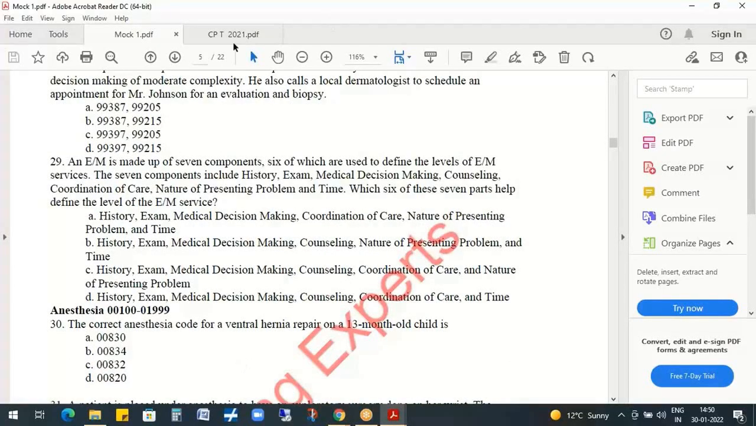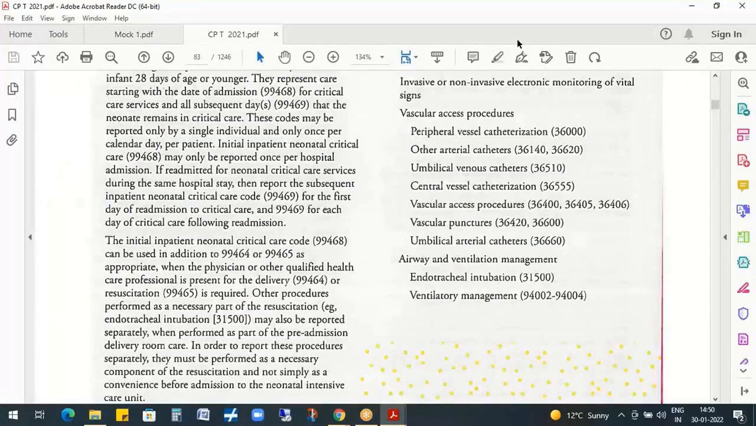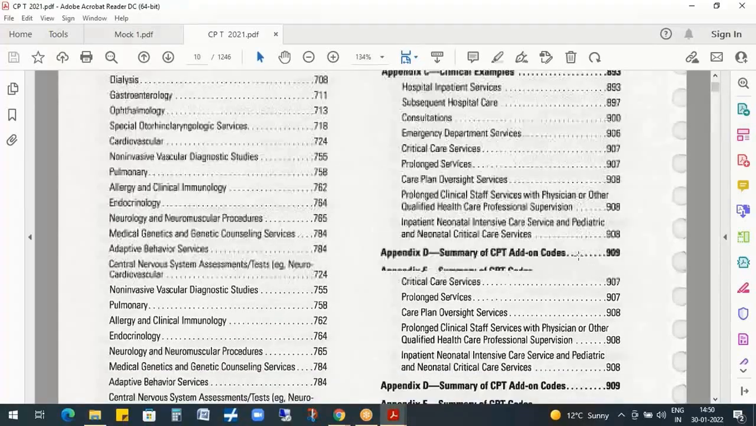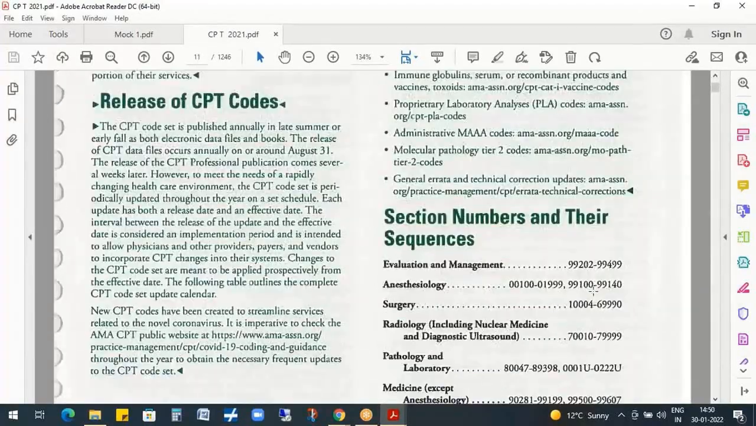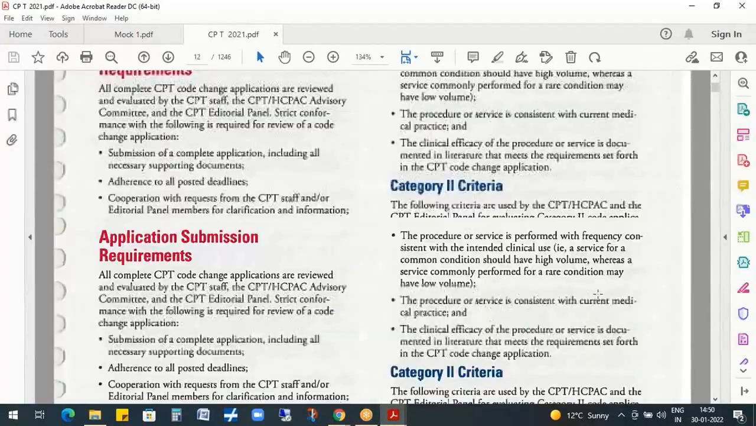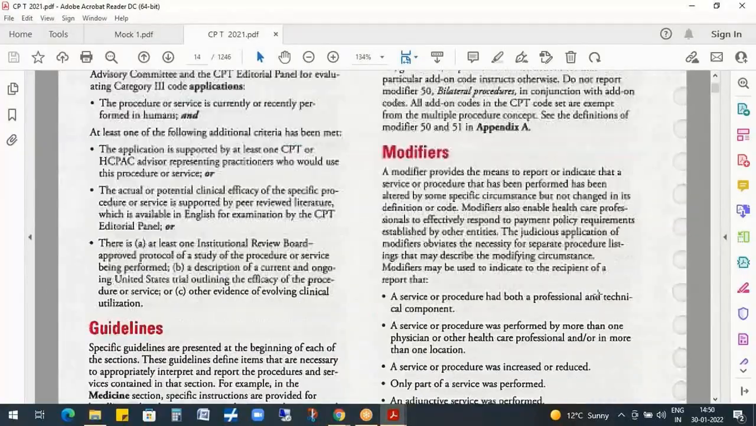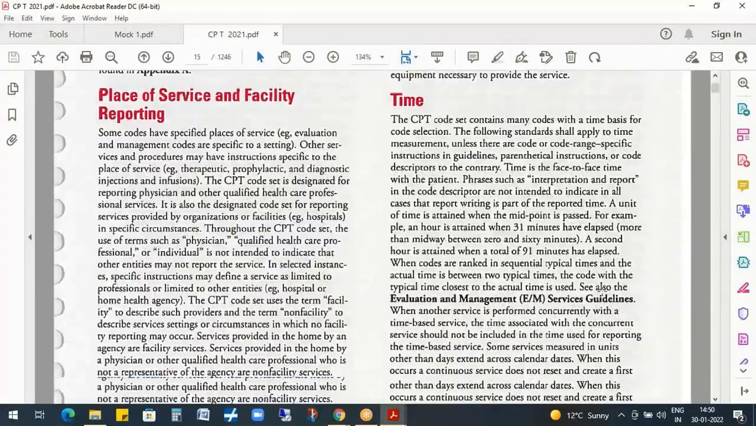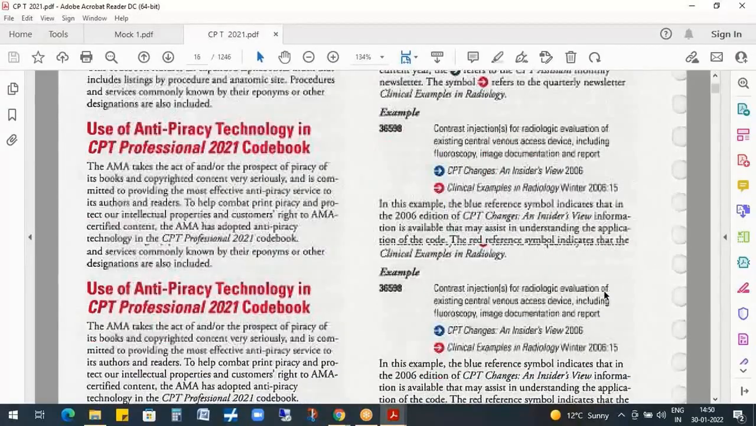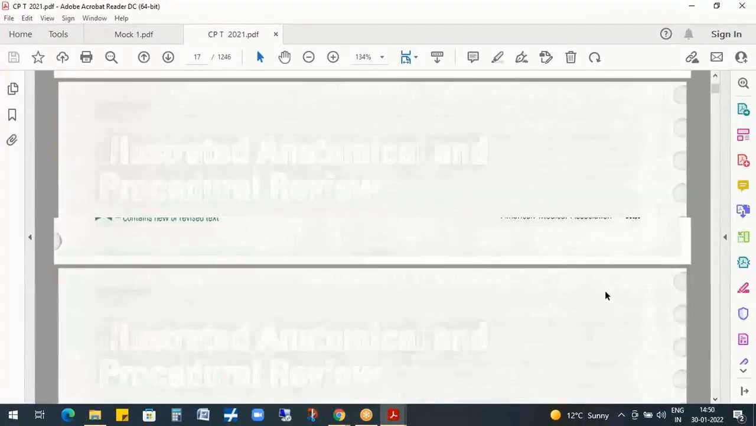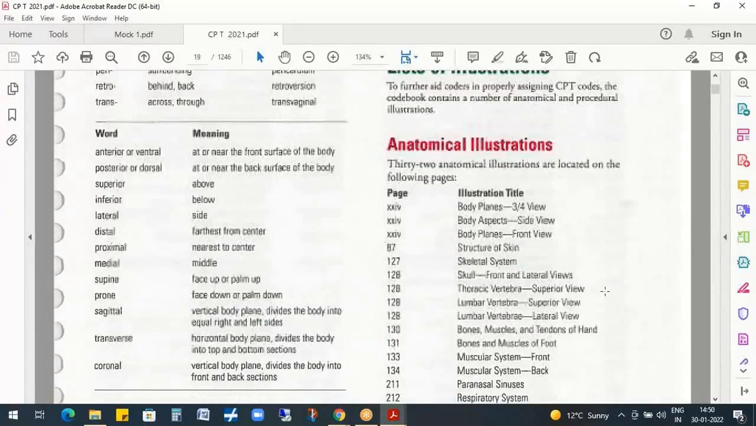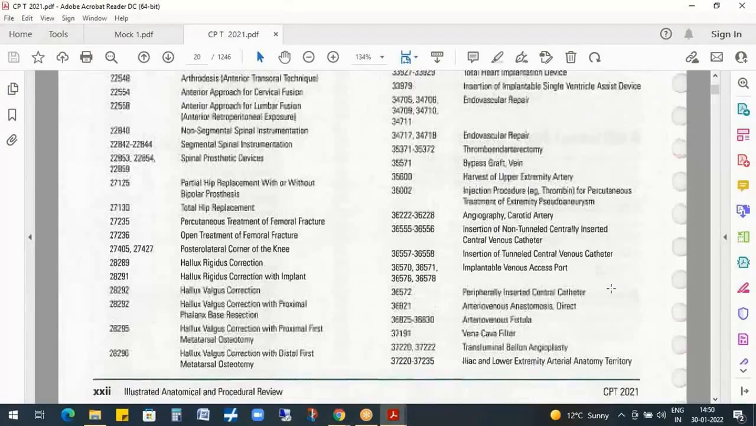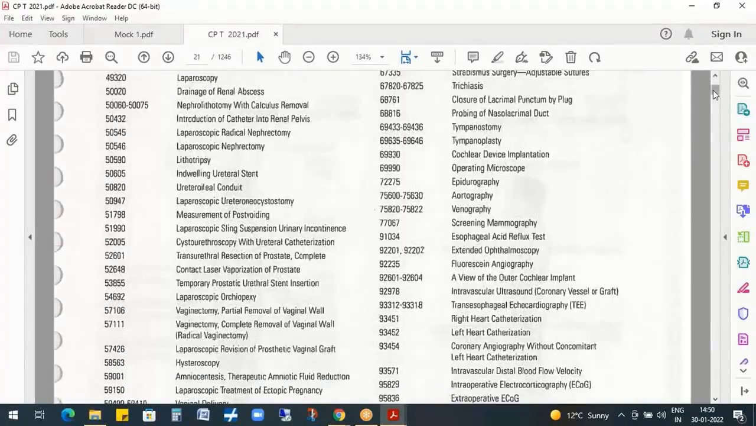29, sir. See, starting E&M, when you are getting this type of guideline based questions, when you are moving your pages also, you have to know. First page you can see in E&M. What is the page number of the first page of E&M?